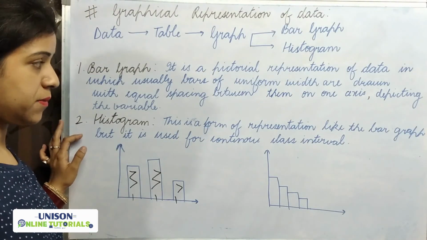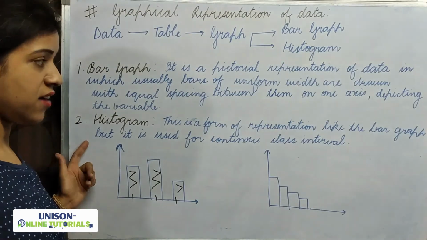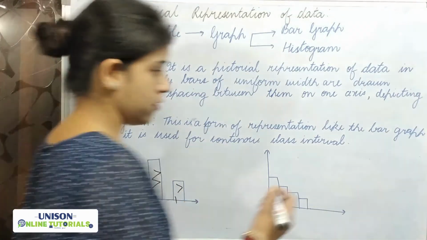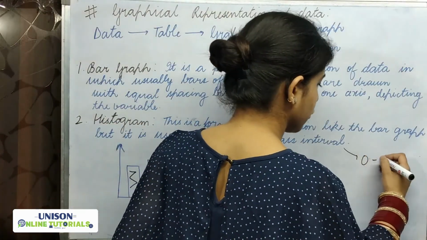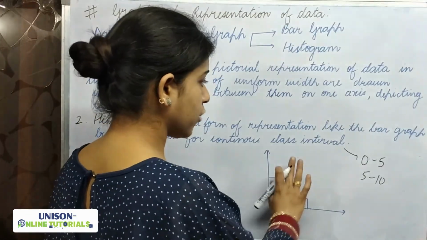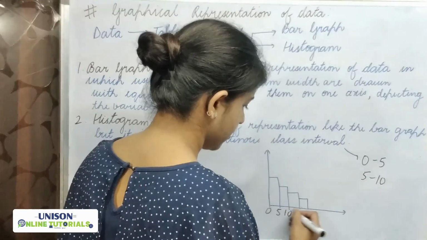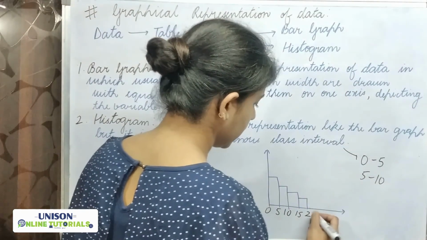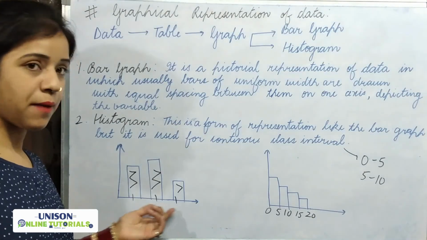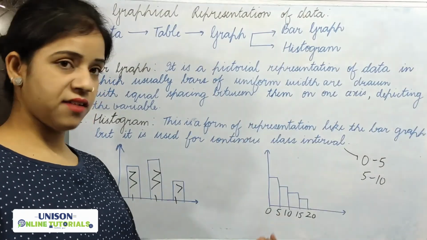And second one, histogram. This is a form of representation like the bar graph, but it is used for continuous class intervals. In the previous case, we took an example with class intervals from 0 to 5, 5 to 10. Similarly, here we take class intervals 0 to 5, after that 5 to 10, 10 to 15, 15 to 20. Here in this case bars are joined, whereas in a bar graph bars are separated by equal intervals, but in a histogram these bars are joined.